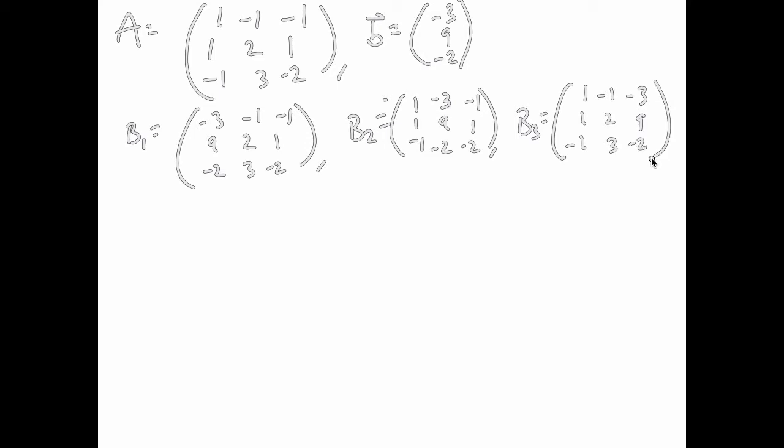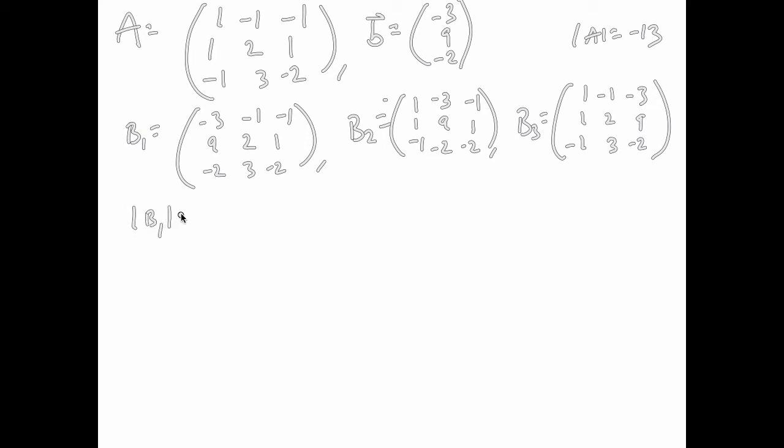There we go. Okay, so it's B1, B2, and B3, and what we need for each one is the determinant of B over the determinant of A. We already have the determinant of A from the previous thing. That's negative 13. So now we just need the determinants of all the B's.